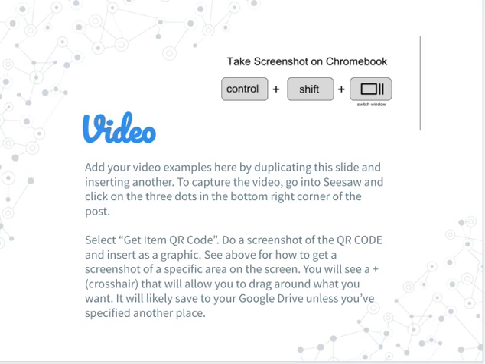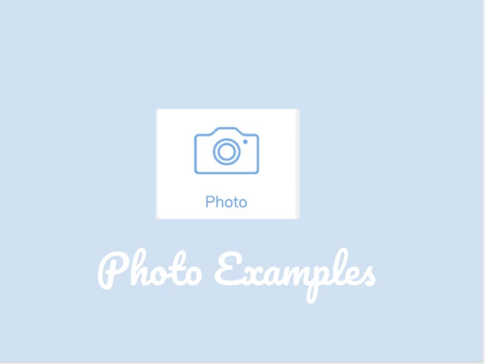This video here, this is just the screen where it tells you where and how to add a video of your own that you may have seen or posted over this time. So to do some screenshots on a Chromebook, if you're not sure, this slide tells you how to do that, and just basically duplicate the slide and add your videos in right here if they're a video. Then we go to photo examples.